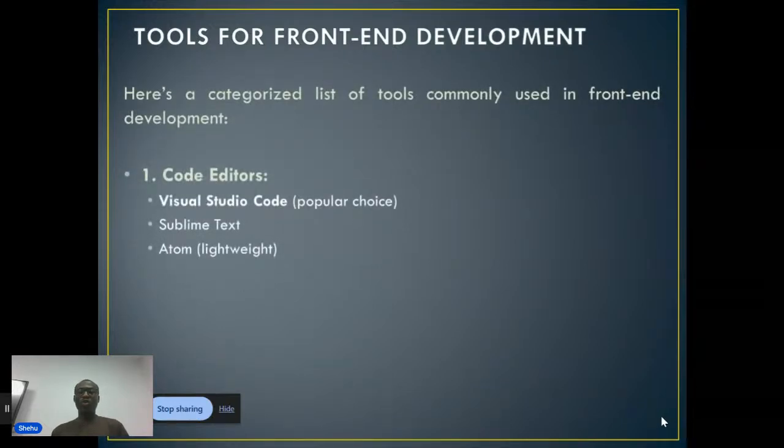So let's look at tools for front end development. Here is a categorized list of tools commonly used in front end development. One, we have the code editors. We have Visual Studio Code. These code editors are used to write code using HTML, like we mentioned. You write the HTML, the CSS, as well as the JavaScript. Everything, you use the code editors to write them.